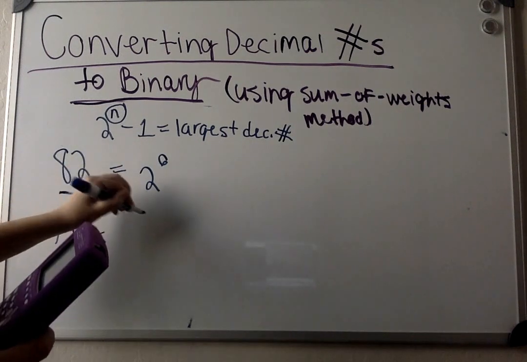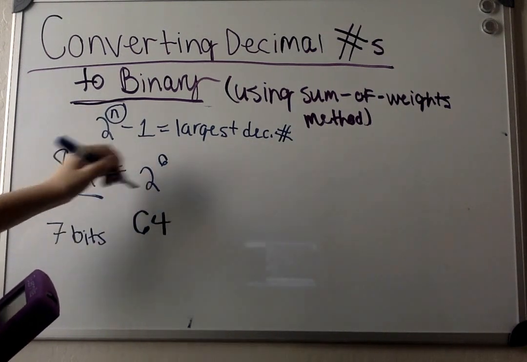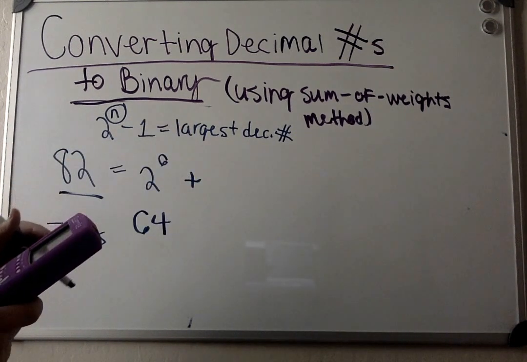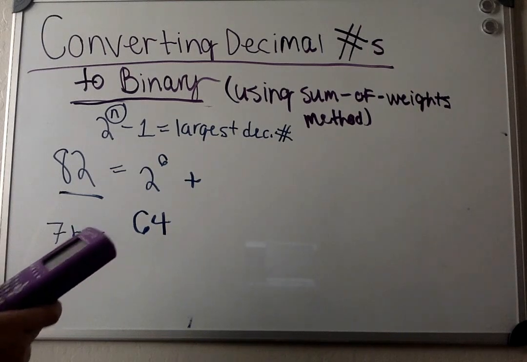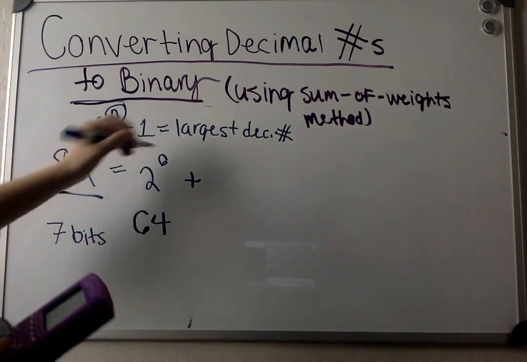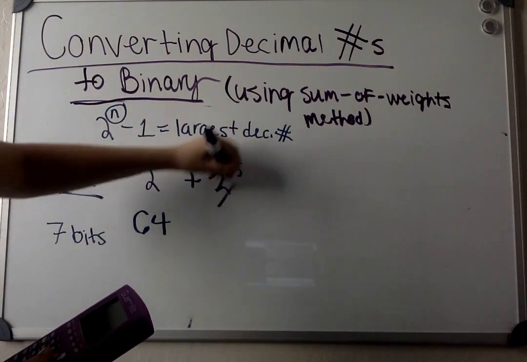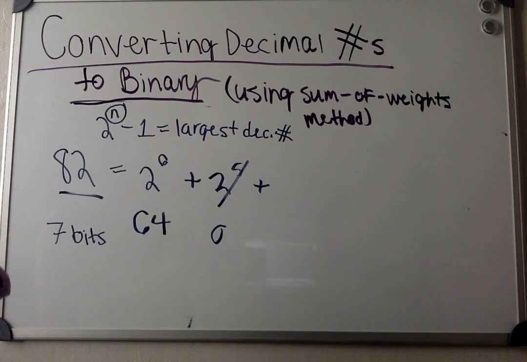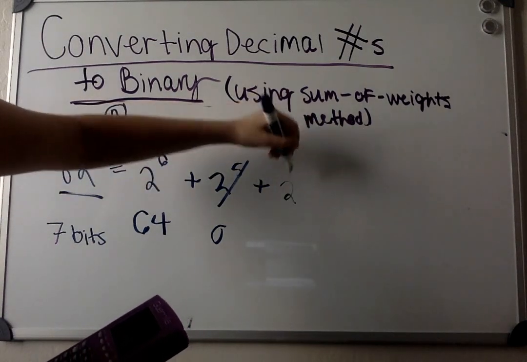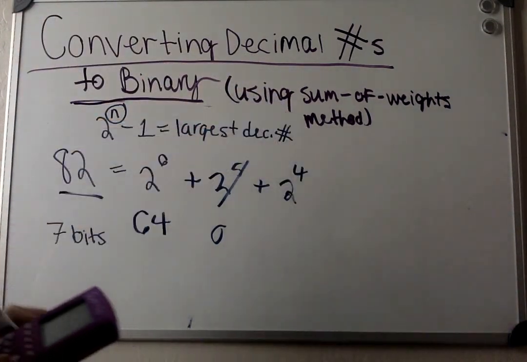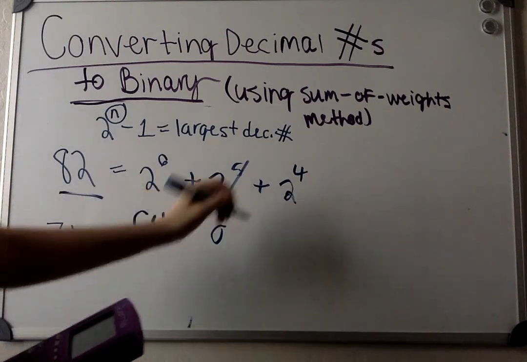2 to the 6 is 64, that does fit into 82. 2 to the 5 is 32, but 64 plus 32 is more than 82, so 2 to the 5 is not going to work. Plus 2 to the 4, 2 to the 4 is 16. And 64 plus 16 is 80. That will work.